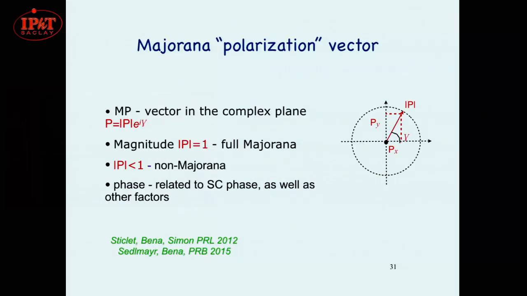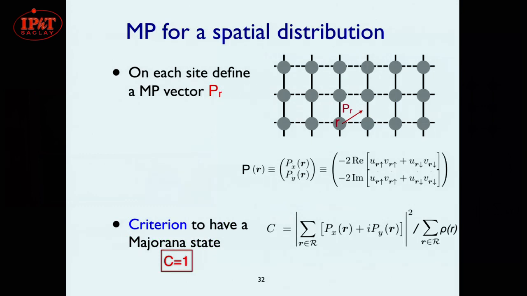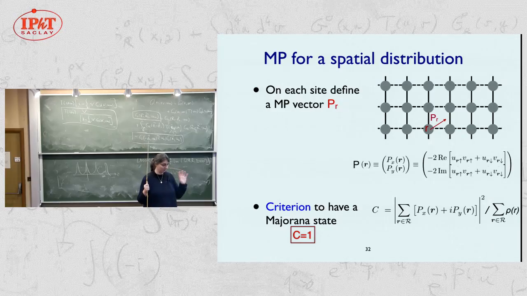And again, like what I was saying in words before, this is a vector, and its magnitude is giving me the superposition of electron and hole, and it has a magnitude of 1 when I have a full superposition, so Majorana. And the phase is basically related to the relative phase between the electron and the hole component of a Majorana state. And it's oftentimes related to the superconducting phase of my system, but not only. Okay. So for a single state, for a single position, for a single site, or for something that doesn't depend on position, it's very simple. Okay, that's how it is.